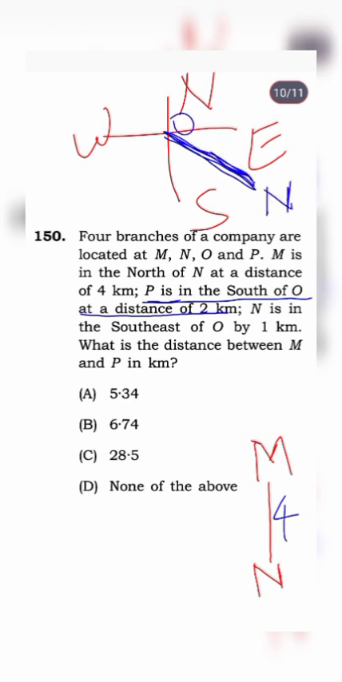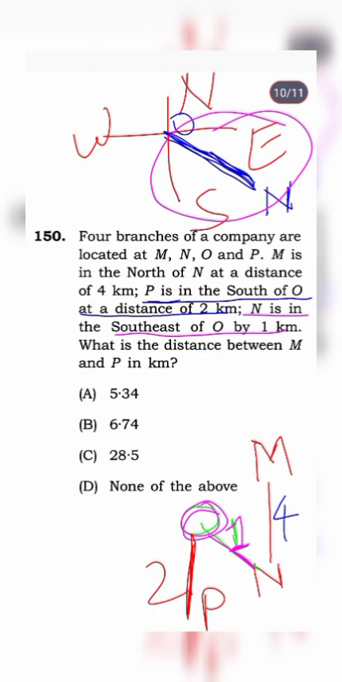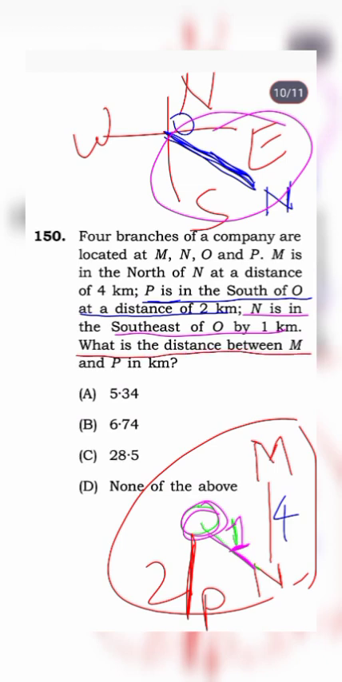Okay, so here we can say that O is at this position, and O is in the northwest, so here we have seen the direction. So here is O at a distance of 1 kilometer, and N is in the southeast. Okay, we have done this portion. Now P is in the south of O at a distance of 2 kilometers. So P is in the south of O at a distance of 2 kilometers. Okay, this is the whole scenario given in the question, and we have to find the distance between M and P. So here is M, here is P.